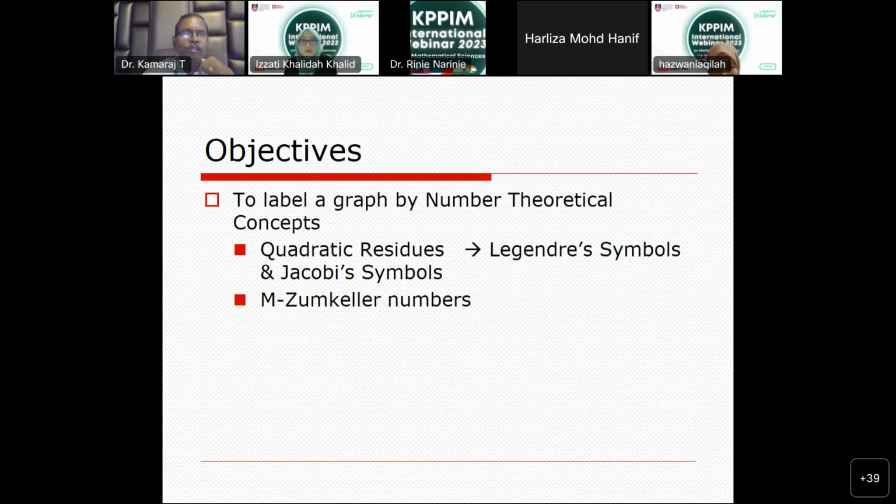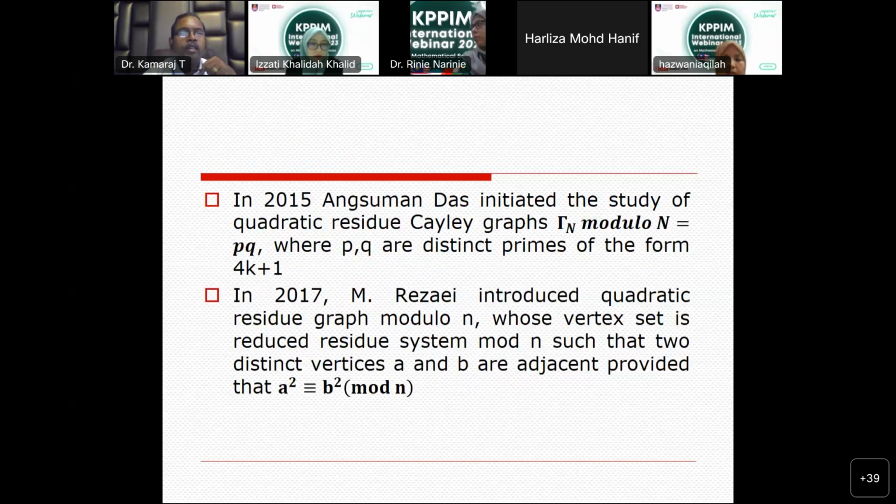Now, our objective for today's discussion is to label a graph by some number theoretical concepts. One of the concepts we are going to use is quadratic residues, and motivated by this, Legendre symbols and Jacobi symbols, and the other kind of numbers we are going to use are Mersenne numbers. In the year 2015, such discussion of quadratic residue graphs started, and Angsuman Das initiated quadratic residue Cayley graphs.